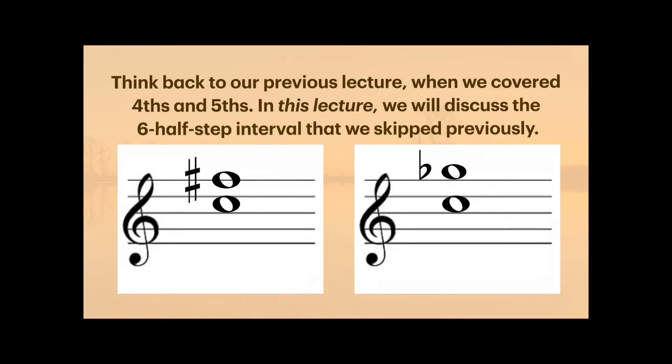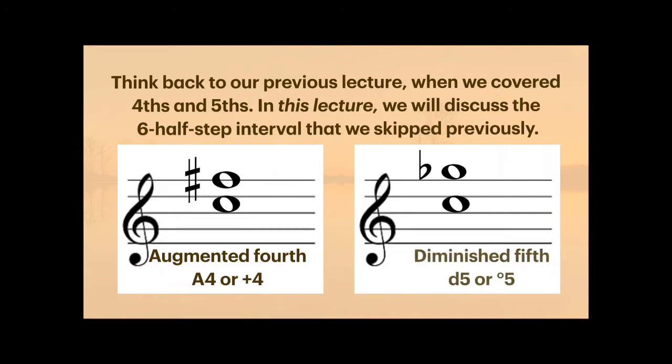We can construct the interval of a C up to an F sharp, and this is called an augmented fourth. We can abbreviate that as A4 or +4 or even Aug4. And to the right, we see a C up to a G flat, which we can call a diminished fifth, abbreviated D5, or the little degree sign, which is a diminished sign with a 5 next to it, or even dim5 if you prefer.